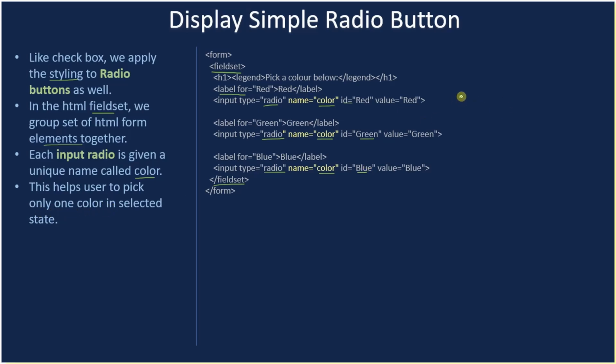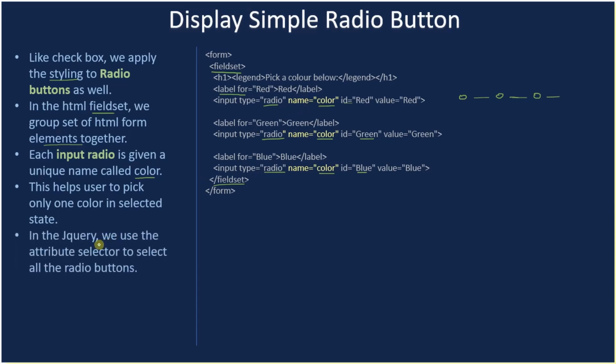That means we are displaying 3 radio buttons, red, green, blue, and this is logically grouped by giving the same name. This means the user can select only one out of these radio buttons, and this group is identified by the name color.